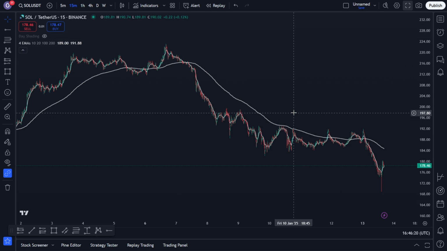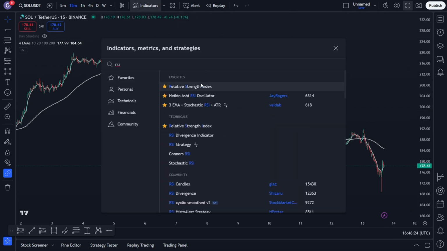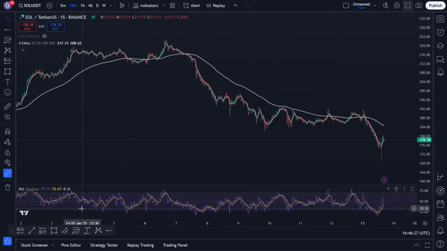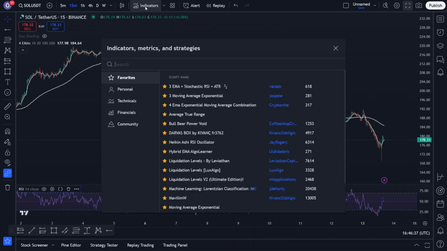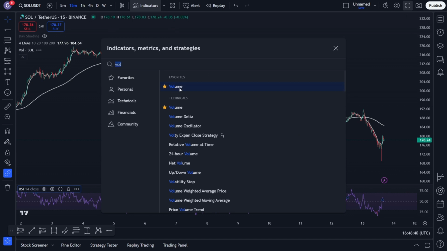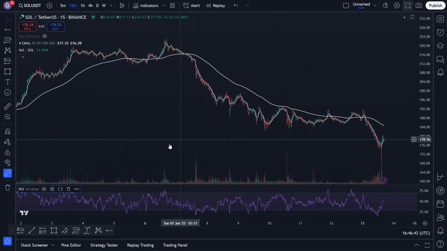Then RSI, no changes here. Just going to switch off RSI-based moving average. The last indicator is volume. The only thing you need to add is volume-based moving average right here.